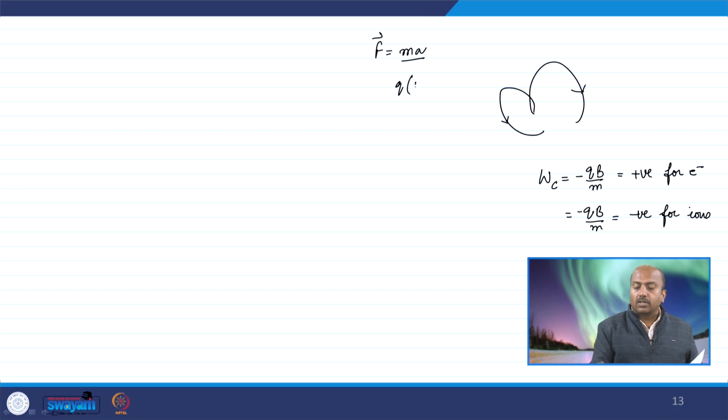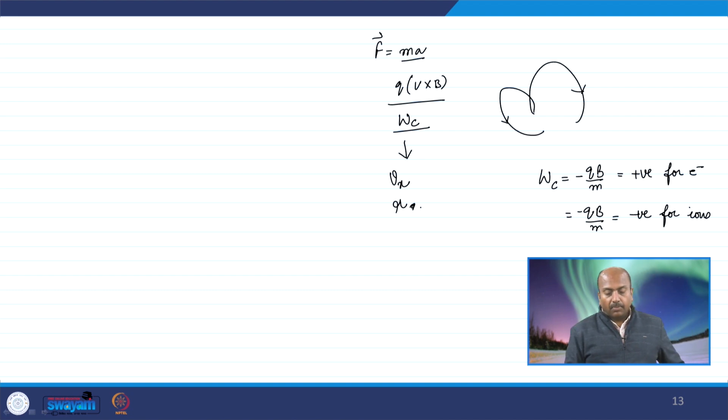You use force as q into v cross b. You get expressions for omega c. You solve it further. You get equations for Vx, or r, the position, how the position changes with respect to time. Or we can say, instead of r, it's better to write x, y, z.